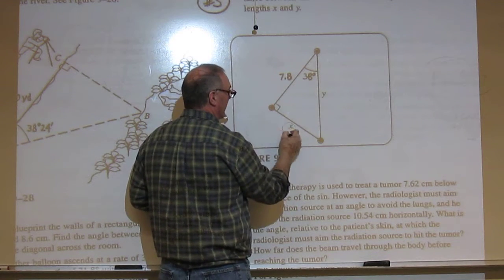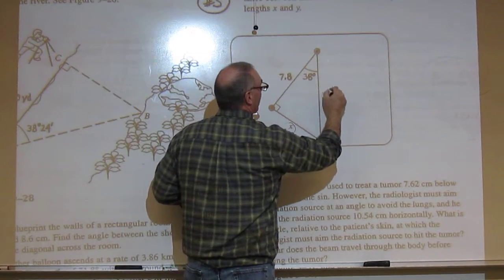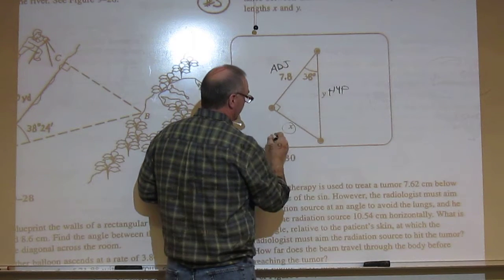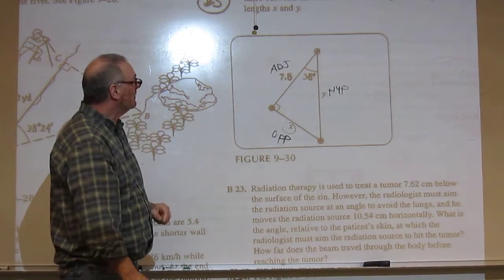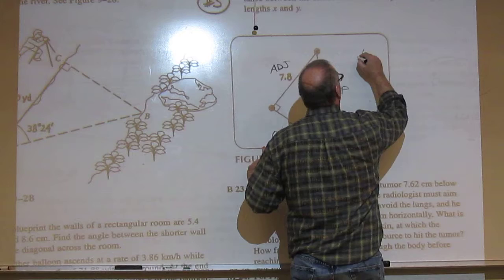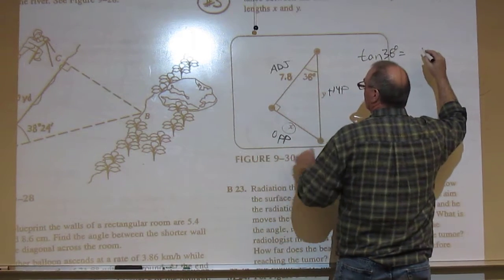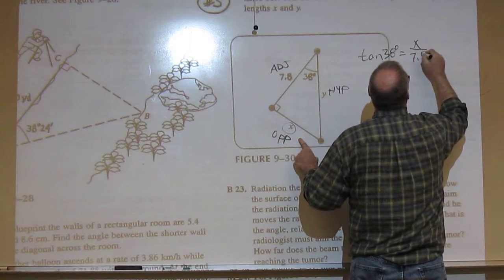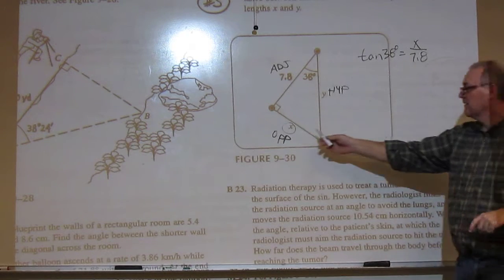So let's find x. Now if I do that, then this is the hypotenuse, this is the adjacent, and this is opposite. Now if you go through SOHCAHTOA, that's going to basically tell you that you have the tangent of 38 degrees is equal to x over 7.8. And that will give you this side.